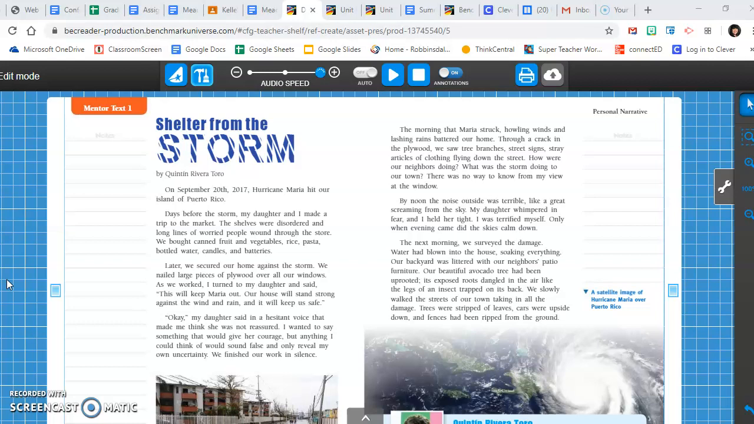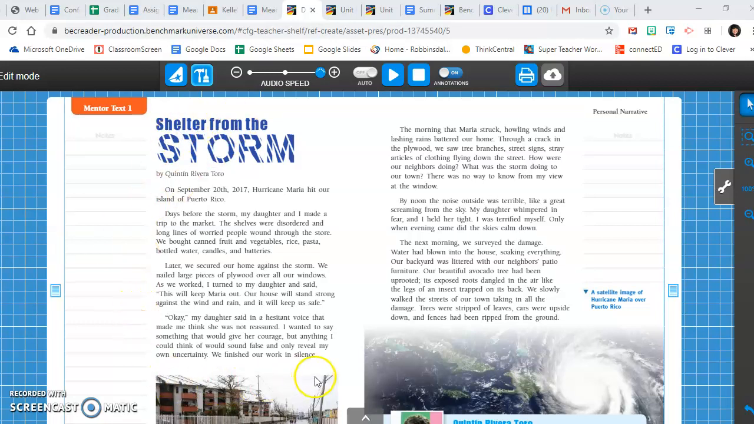Now, hopefully you've already watched the video explanation of summarizing and synthesizing, and you've watched that extra video clip about what it means to synthesize, because you're going to be doing all of those things. It's also very important that you've read this text already before watching this video, because if you haven't read the text, you won't totally understand what's going on. So today we're going to practice summarizing and synthesizing the story Shelter from the Storm.